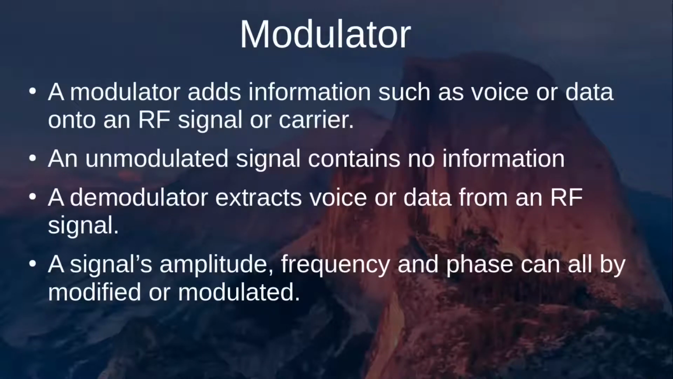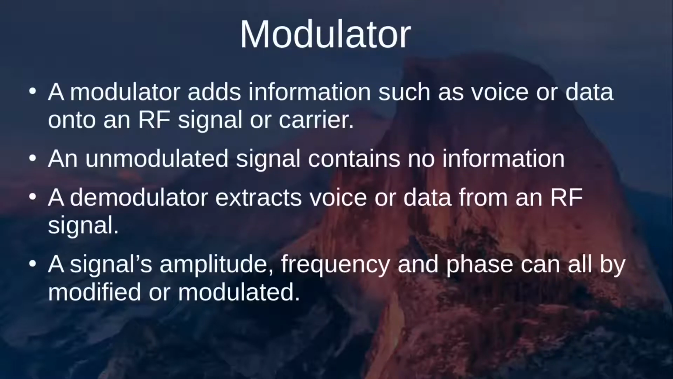And what we're most interested in this lecture is the modulation stage, or the modulator. A modulator adds information such as voice or data onto an RF signal or carrier. So the basic signal that's generated by the oscillator can be just a single tone. A modulator actually changes the RF sine wave in various ways, which we'll get into, to actually impart information onto that signal so it can be transmitted through the air and received by another station and then demodulated.